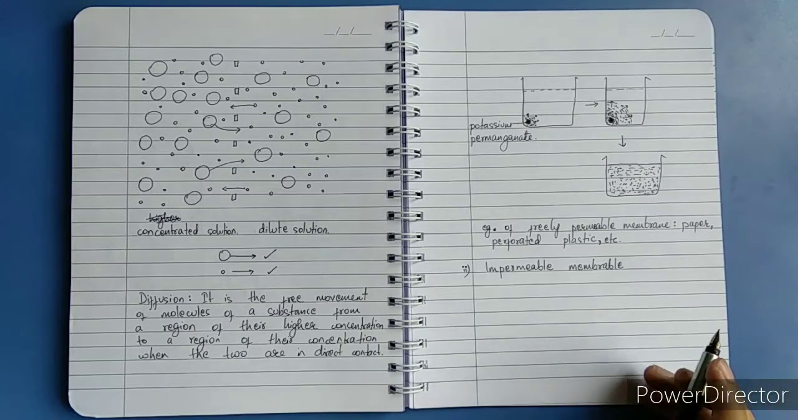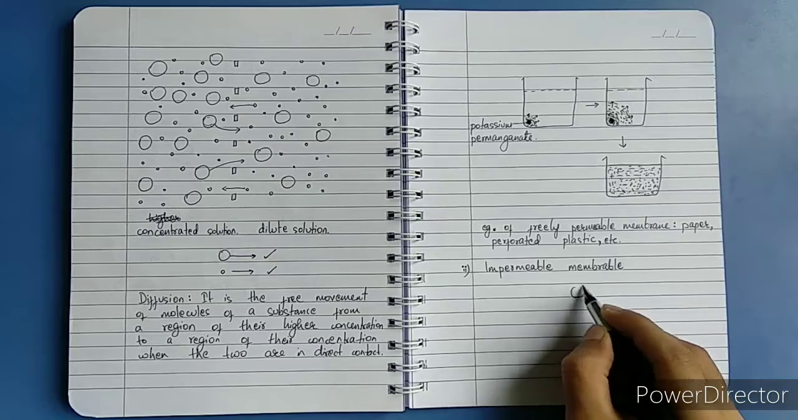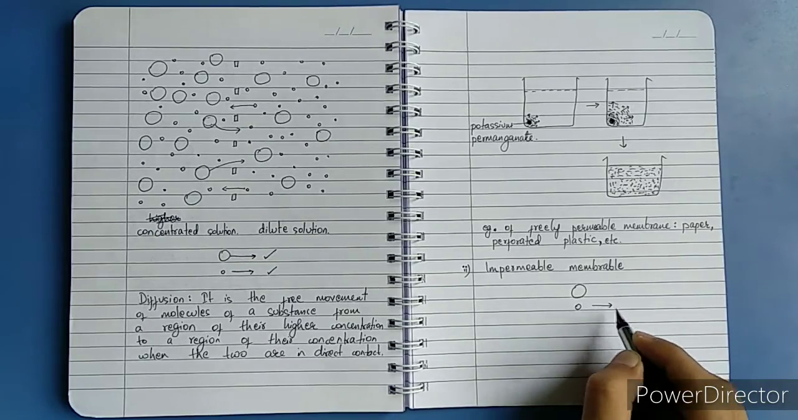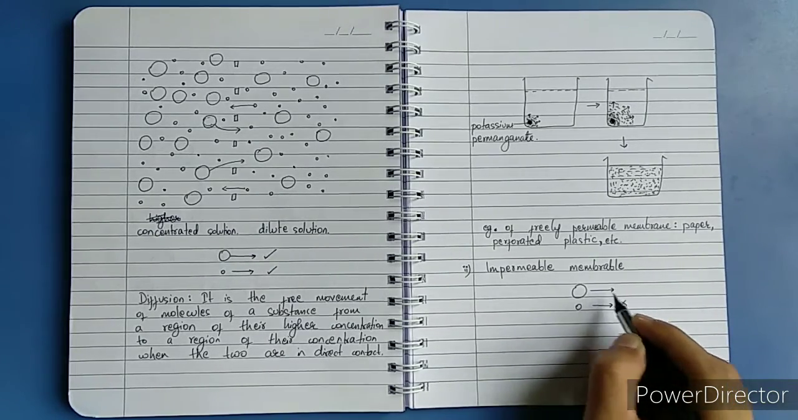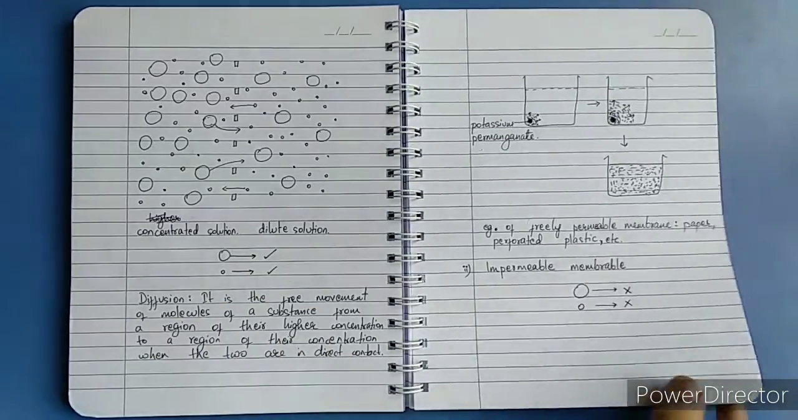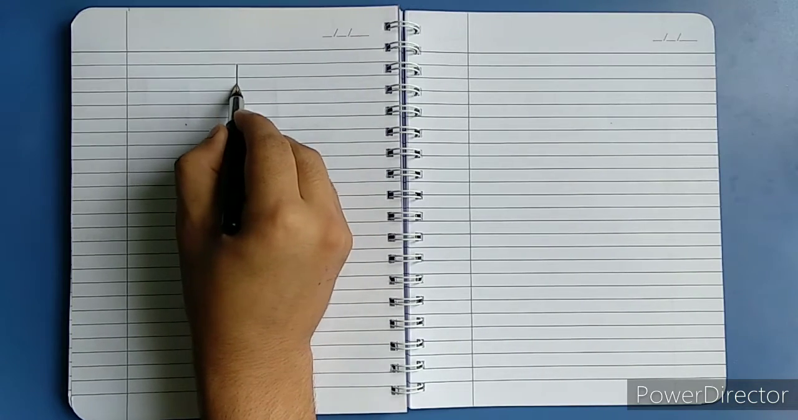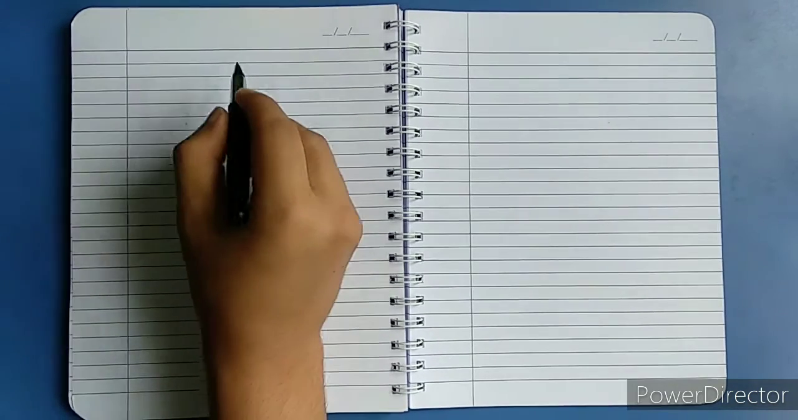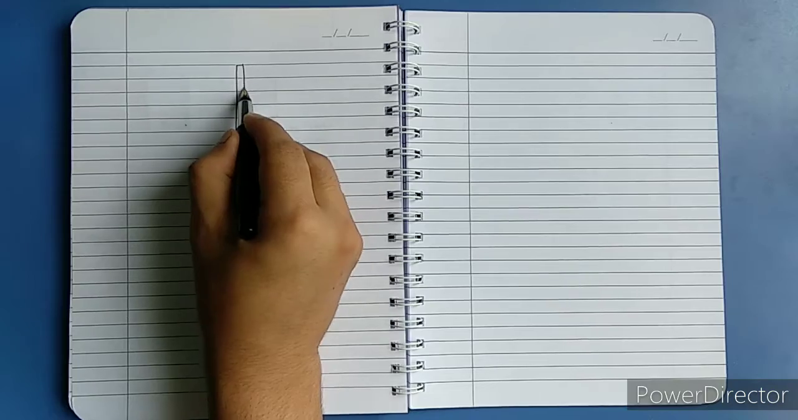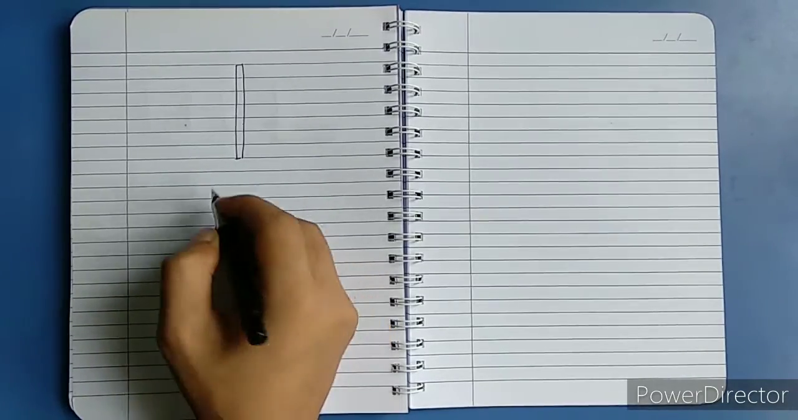So an impermeable membrane will not allow the solvent to pass, and will not allow the solute to pass either. Let's see what an impermeable membrane looks like. It will look something like this, where there is no space for any solute or solvent to pass.